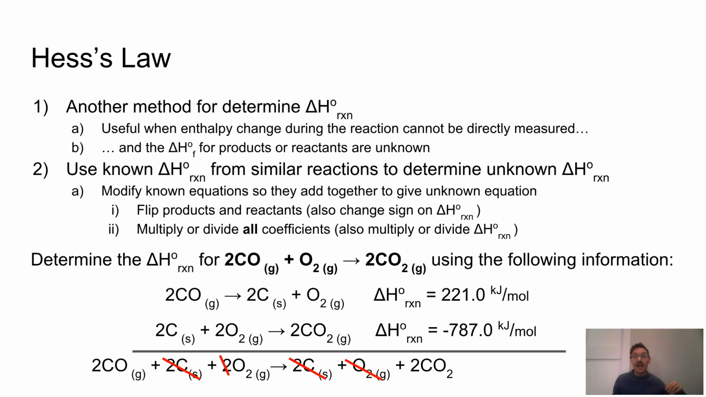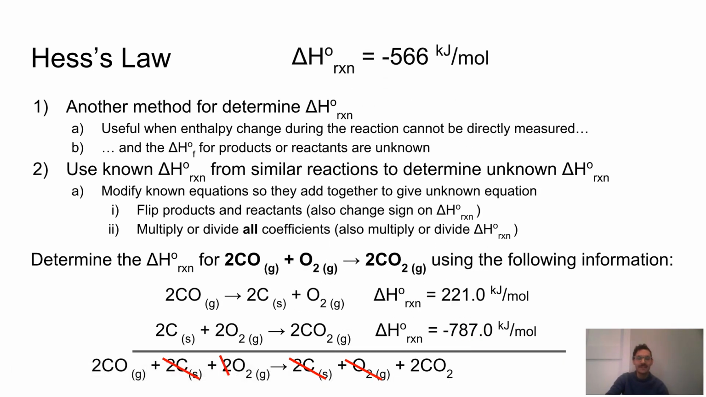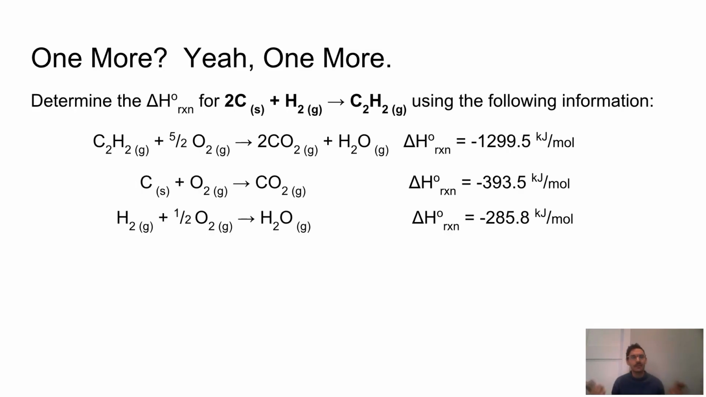And so now what we can do after adding these equations together is we can add together the enthalpy of reaction for both of them. So I'll just add those two numbers and get this negative 576 kilojoules per mole. Sweet stuff. Let's look at another example.